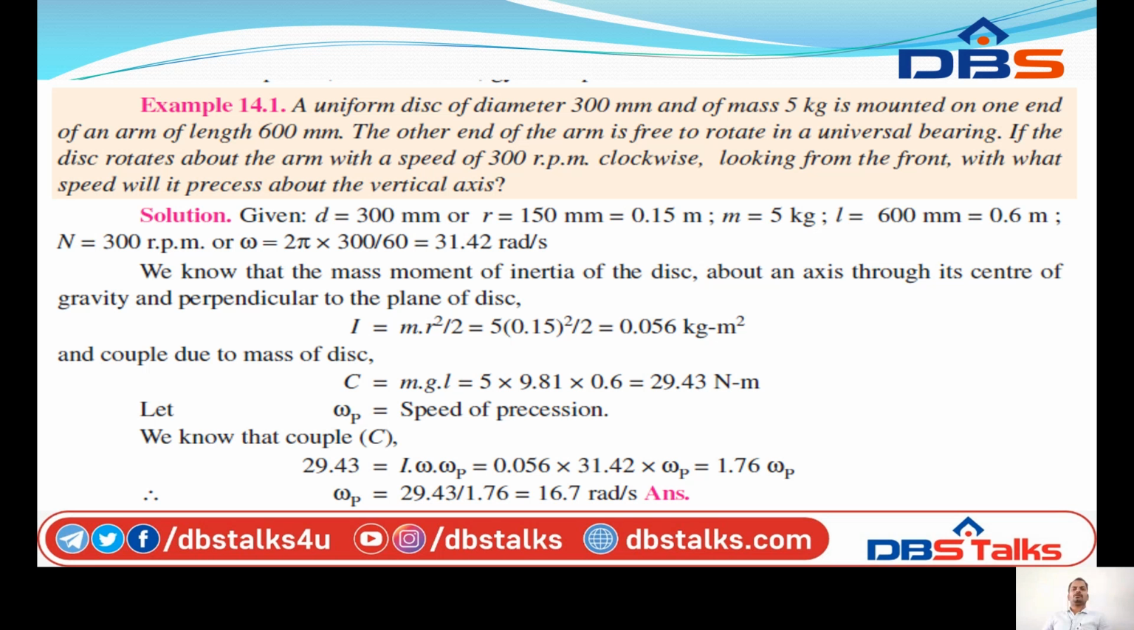And the couple. So the couple formula we need to note down, MGL. That is weight, or a force, into distance. That is nothing but a moment. A force into distance is called a moment. In the same way, that is a couple. P is equal to MGL. It is mass, g is 9.81, length again is 0.6. That is 29.43 Newton. So let us find what is the speed of precession.